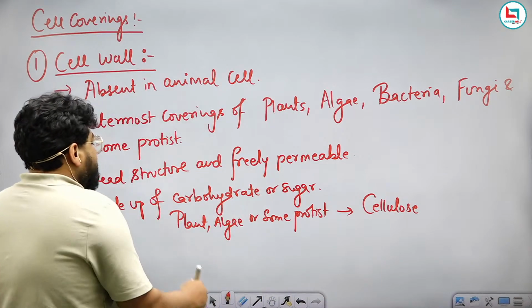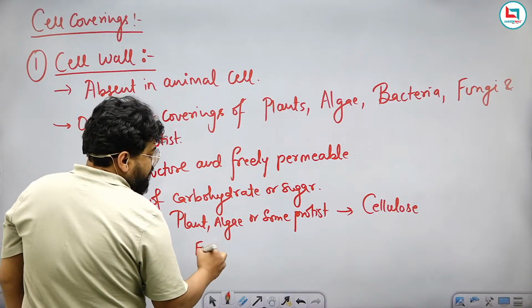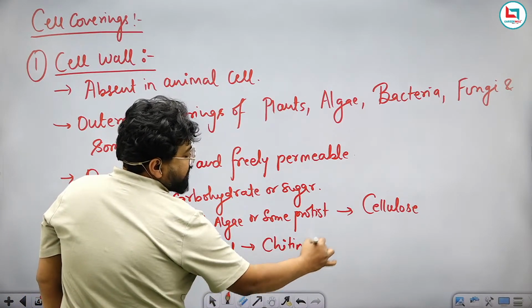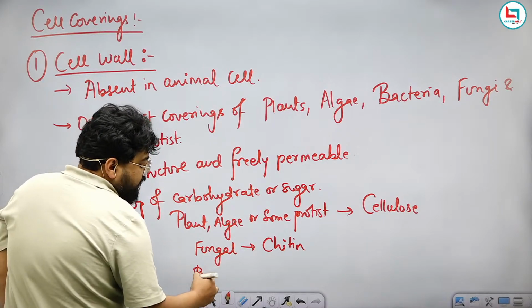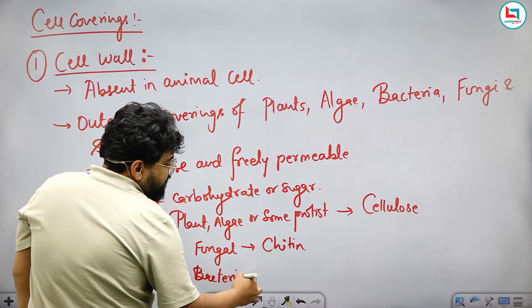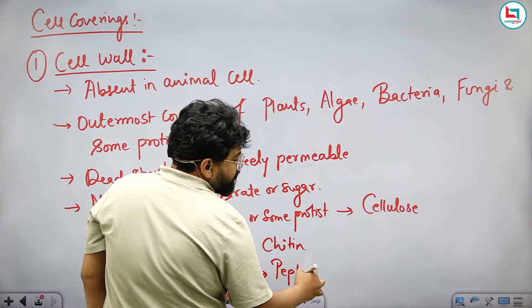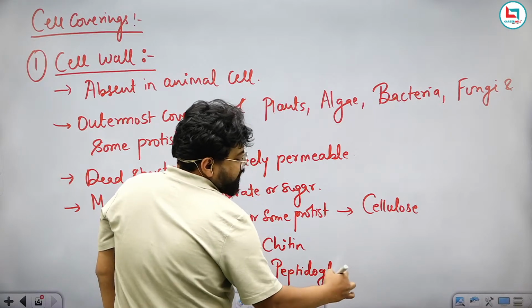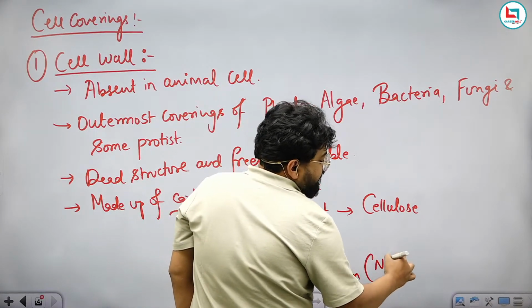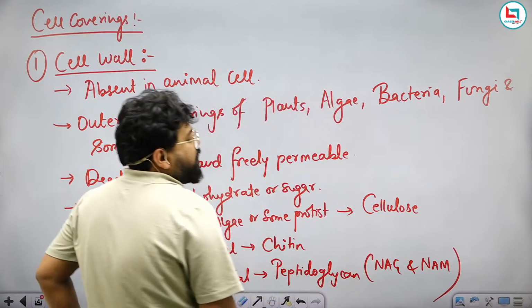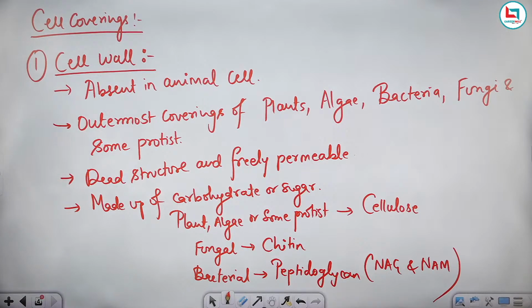Fine. If we talk about the fungal cell wall, it is made up of another polysaccharide, that is chitin. While the bacterial cell wall is made up of another type of polysaccharide, peptidoglycans. And these peptidoglycans are basically two different sugars, NAG and NAM, N-acetyl glucosamine and N-acetyl muramic acid.